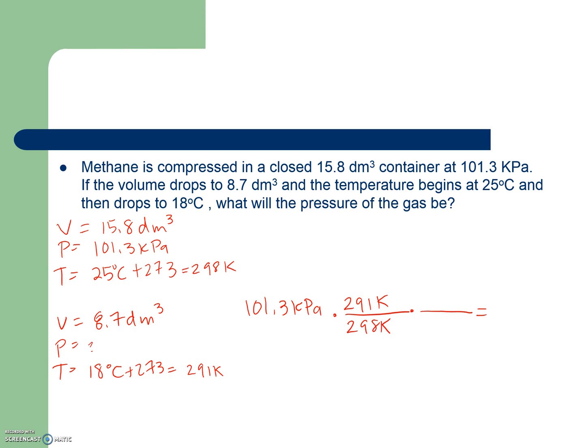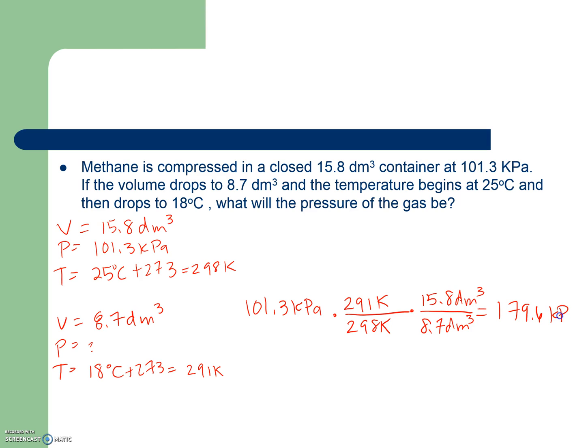Now let's look at our volume. Volume is going down, which means my pressure is going up. So these are acting in opposition to each other. They're not supporting each other like they were in the last problem, where both things were causing our units to go down. Here, my temperature is going down, so the pressure goes down. But my volume is going down, which is saying let's make the pressure go up. So I'm going to treat this one separately and put the 15.8 decimeters cubed on top and the 8.7 decimeters cubed on the bottom. I go through and solve this.